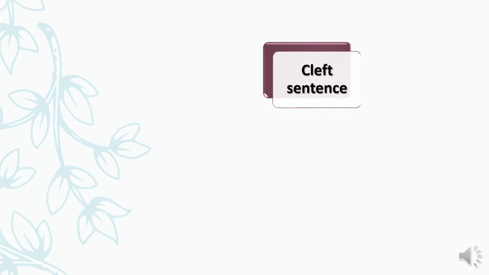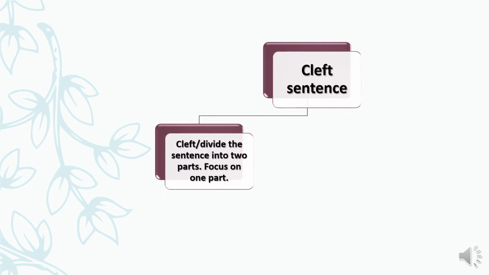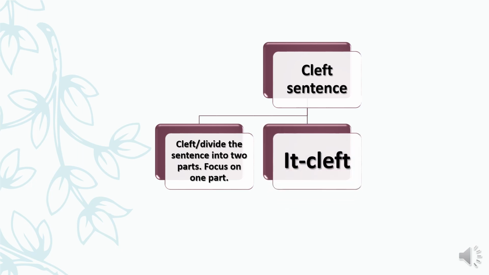First, let me introduce you to a simple definition of cleft sentences. A cleft sentence means that we divide the sentence into two parts and focus attention on one part. This part is usually stressed in speech. Some cleft sentences begin with it and are called it-clefts. Others begin with what and are called wh-clefts.